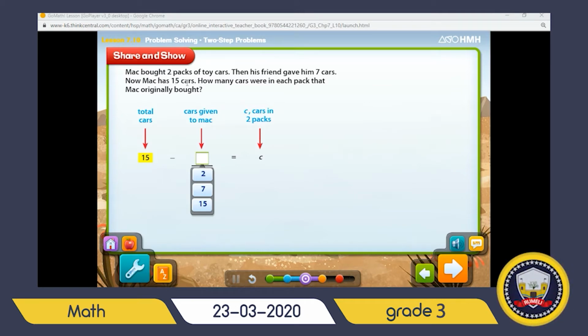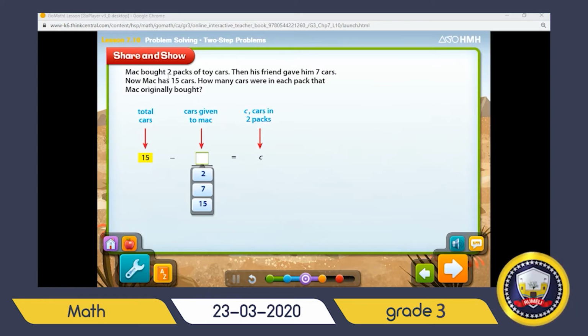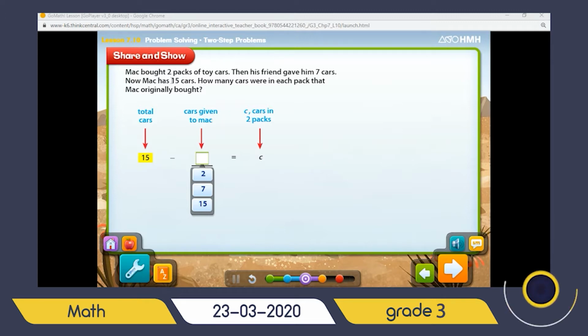15 cars. First of all, I need to go back from this sentence to the second sentence, and then to the first sentence. Let's start with the third sentence. Now Mac has 15 cars. After what? After his friend gave him 7 cars. If someone gives you something, you will have more, right? So it means before his friend gave him 7 cars, he had less than 15 cars.